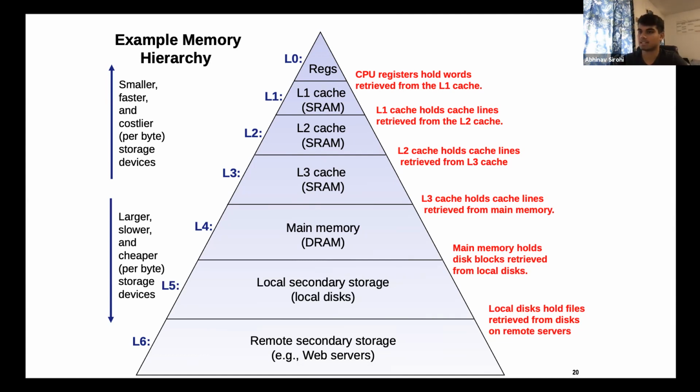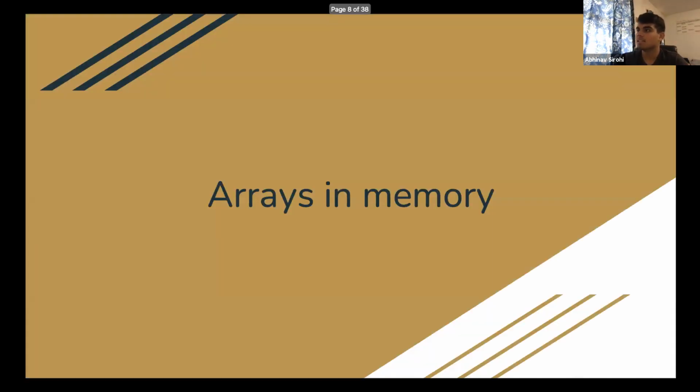It holds temporary things. But the local secondary storage, which is local disks like hard drives and solid state drives, holds things permanently. We could put files and other things in those. Then we also have remote secondary storage, which is like web servers, if you were to store something on the cloud, like Google Drive. We'll talk more about caches later, but first let's take a look at arrays in memory.